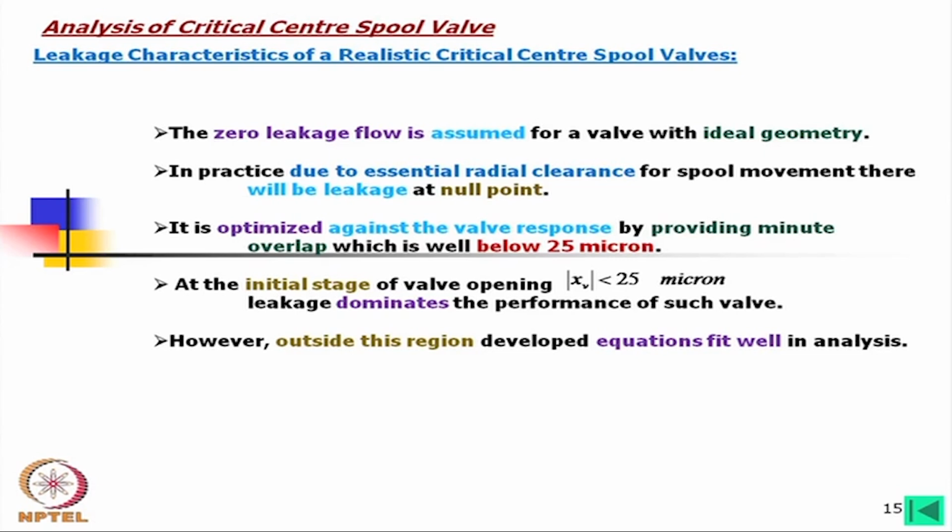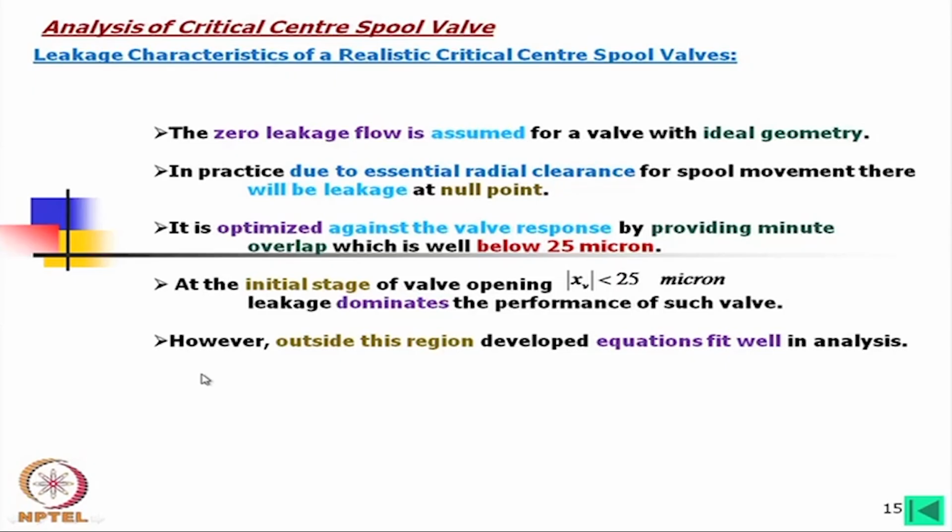At the initial stage of valve opening, this x, that is the valve stroke, is less than 25 micron. At that stage, leakage dominates the performance of such a valve. There the characteristics will be different from our desired characteristics. So, in some cases you will find controlling over the null point is difficult, whereas slightly away from the null point you can control.